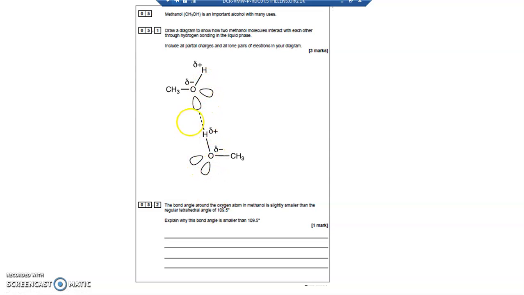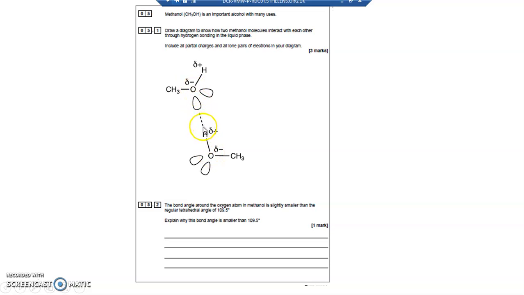But it's the two on this oxygen that are most important here, and as long as you've got two lone pairs on this oxygen, then it doesn't matter if you've not got the two lone pairs on this oxygen. Then you need a delta plus and delta minus. Really there should be a delta plus and delta minus on this OH and this OH, but you don't get any marks for this one, it's just mainly this one. So as long as you've got two lone pairs on this oxygen and you've got an OH with the delta plus on here, that's fine, because it's this section here that's going to form the hydrogen bond.